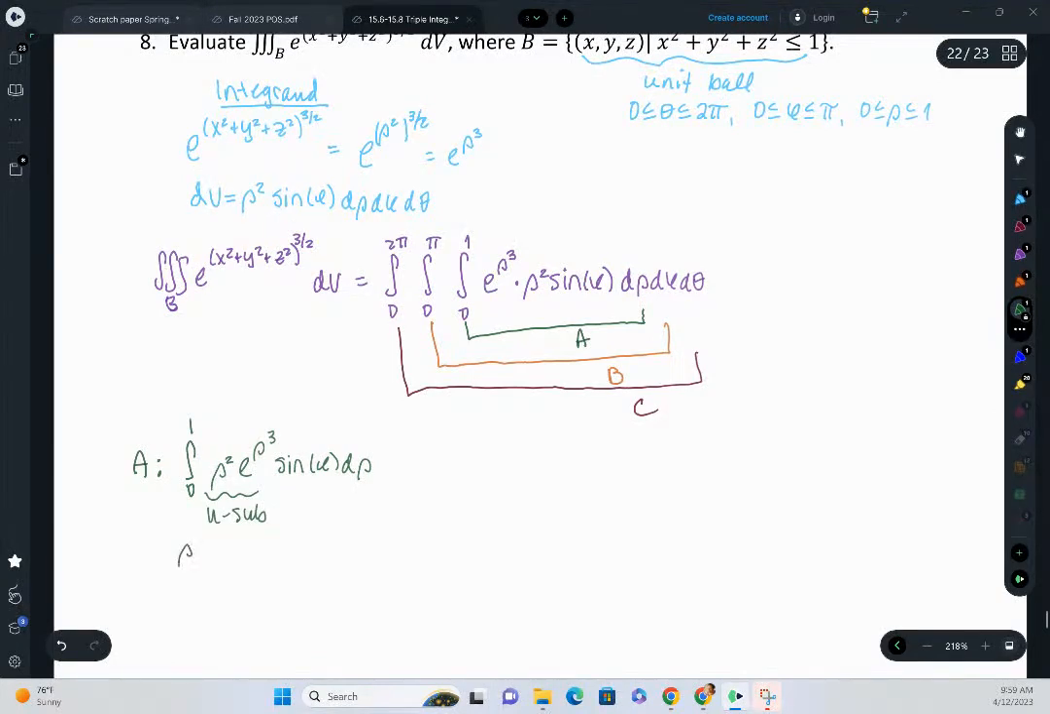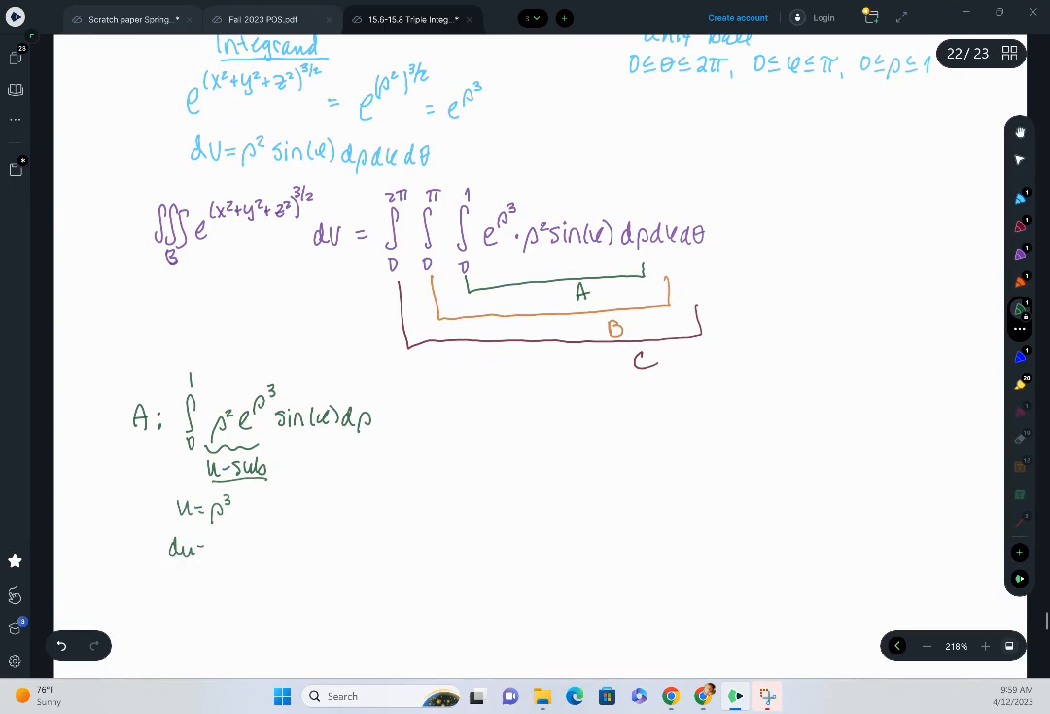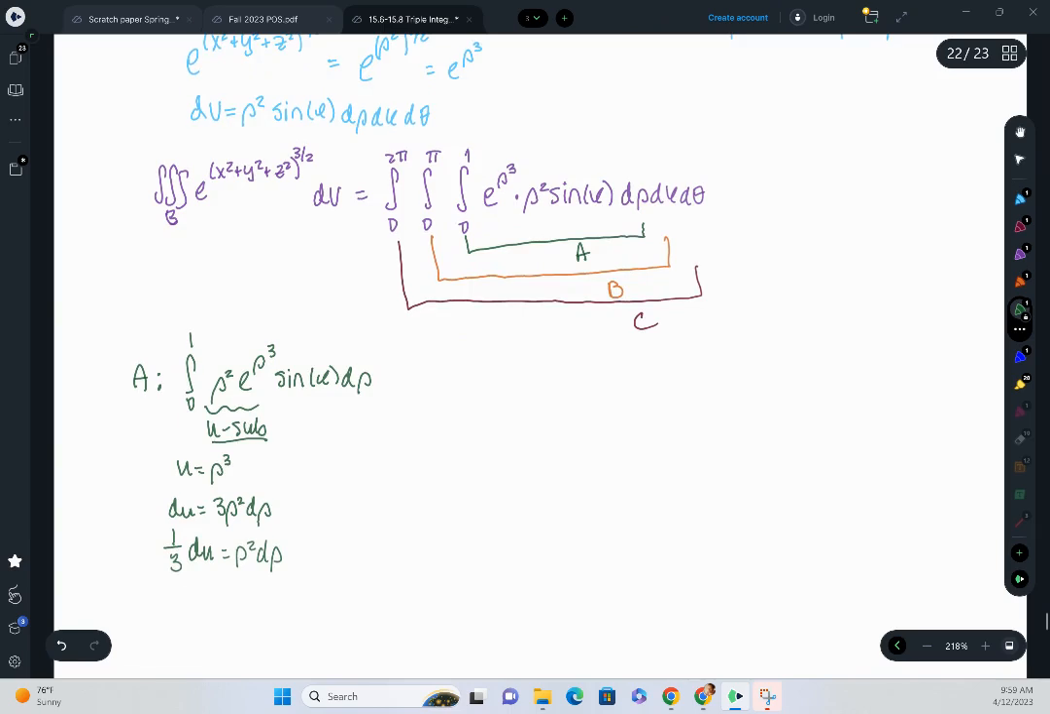If I let u equal rho cubed, then du will be 3 rho squared d rho. I don't have a 3, so I'll divide. I get 1/3 du is equal to rho squared d rho. So then I'm dealing with the integral of 1/3 e to the u du, which is just 1/3 e to the u. That's not so bad.